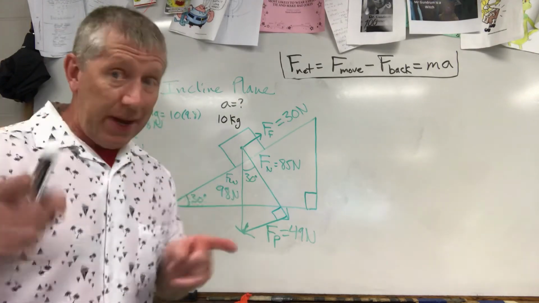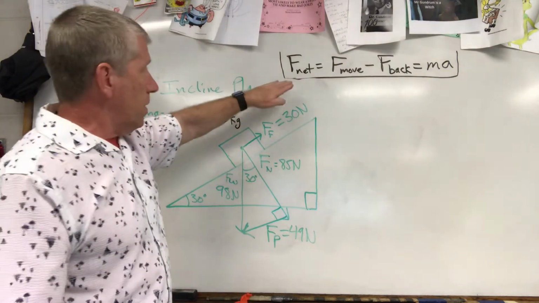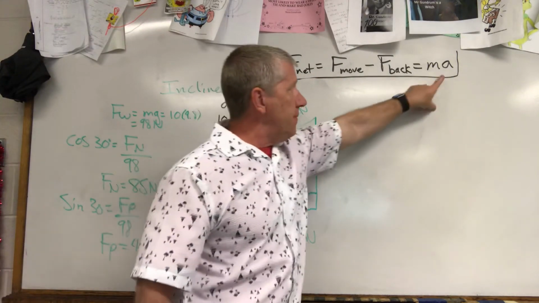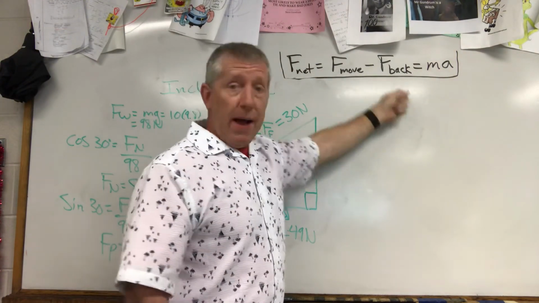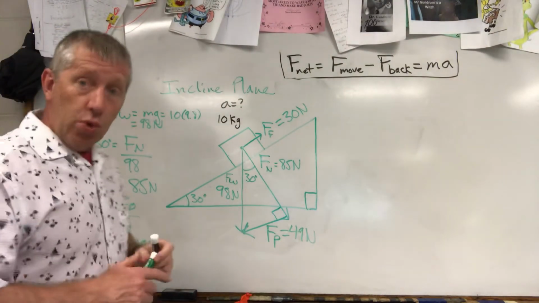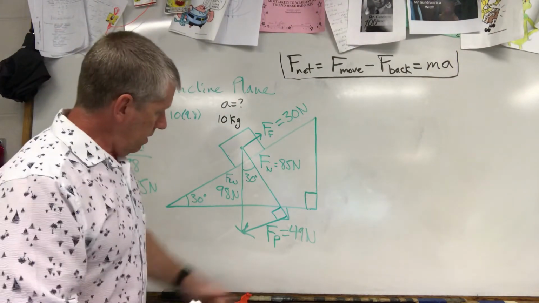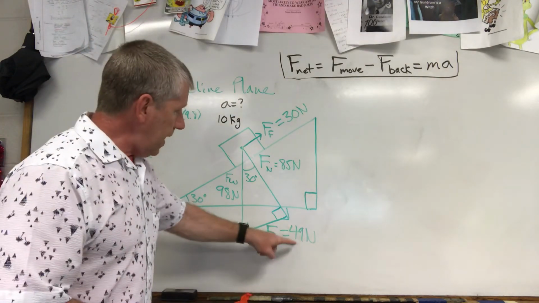That was just getting ready. Now let's do this. Right here, see, this hasn't gone away. We're going to use this setup to figure out the acceleration. F net: the force making it move, the force holding it back, set equal to ma. Here we go. What force is going to make this move down the incline? The one pointing down the incline, 49. So that's 49, the one that's making it move.